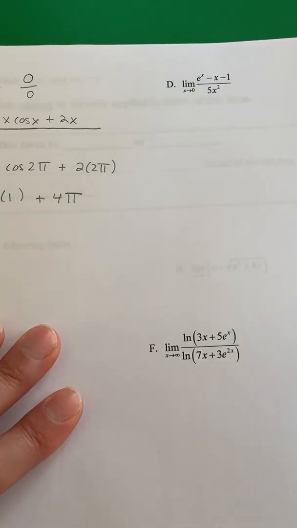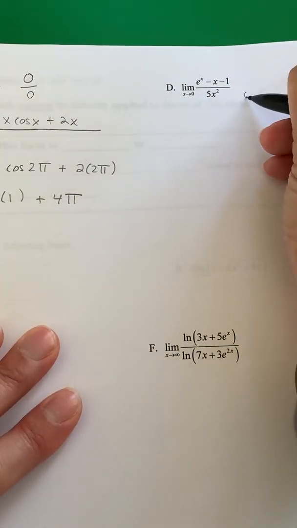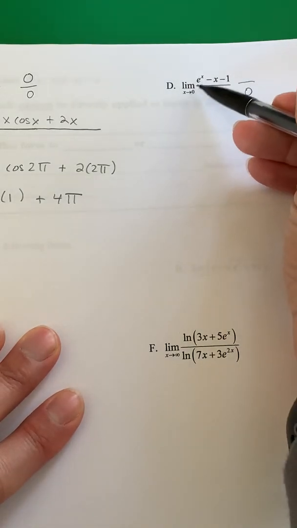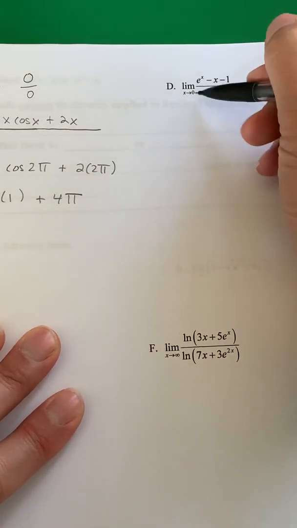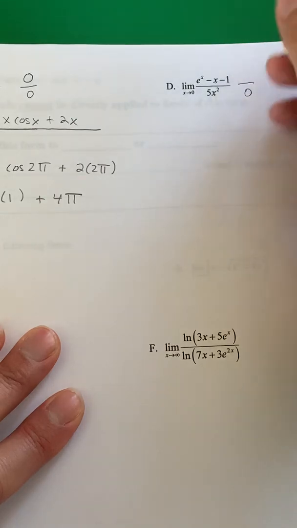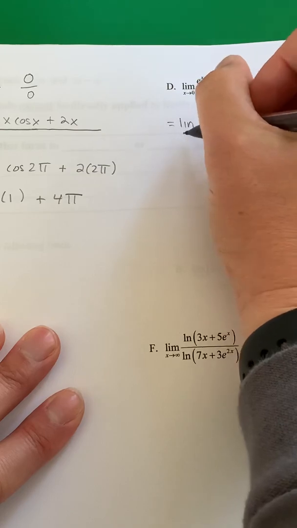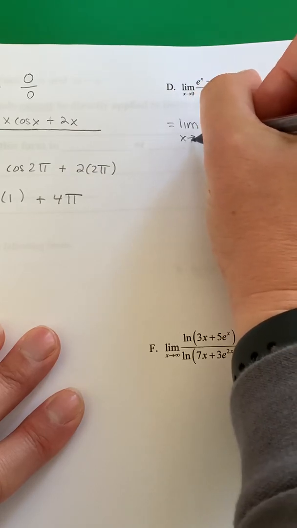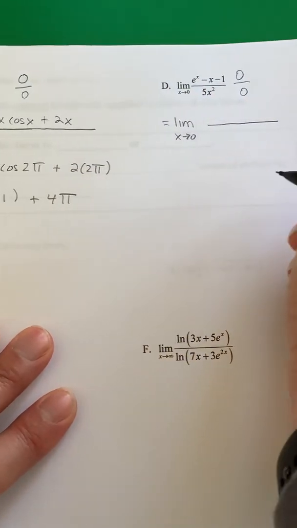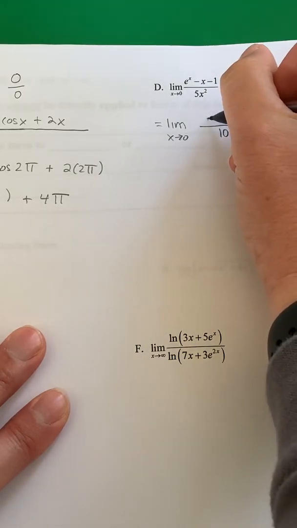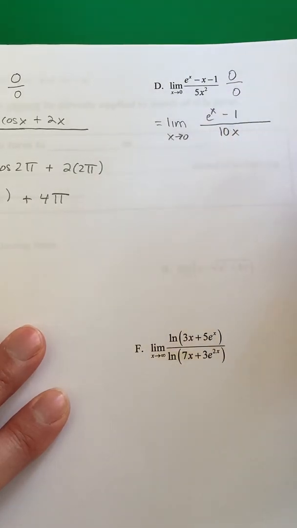So once again, we want to look at the form. If we plug in 0, we'll get 0. It's a little bit easier here to see that the top is also 0: e to the 0 is 1, then 1 minus 0 minus 1, you'll get 0 there. So we're ready to take the derivative. Keep your limit notation. The derivative of the bottom is 10x. The derivative of the top is e to the x minus 1.